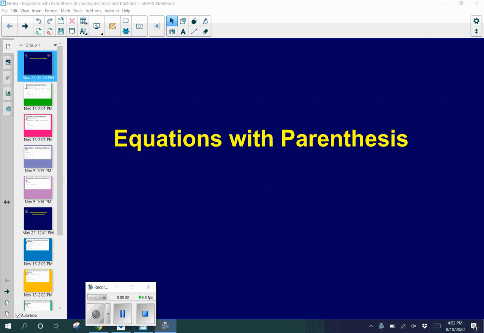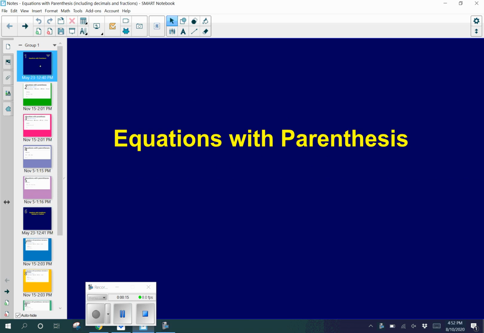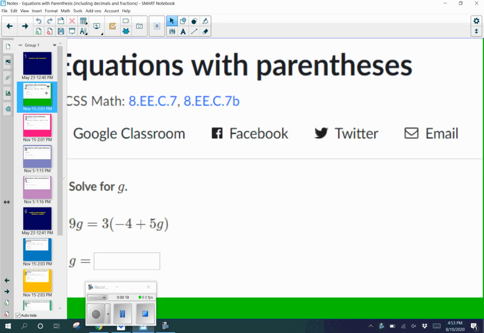Hello everyone. Today we're going to continue with the 8th grade unit solving equations with one unknown. And we're going to cover the two skills: equations with parentheses, and then equations with parentheses with decimals and fractions. So let's go to equations with parentheses. We're going to do 4 problems from this unit.